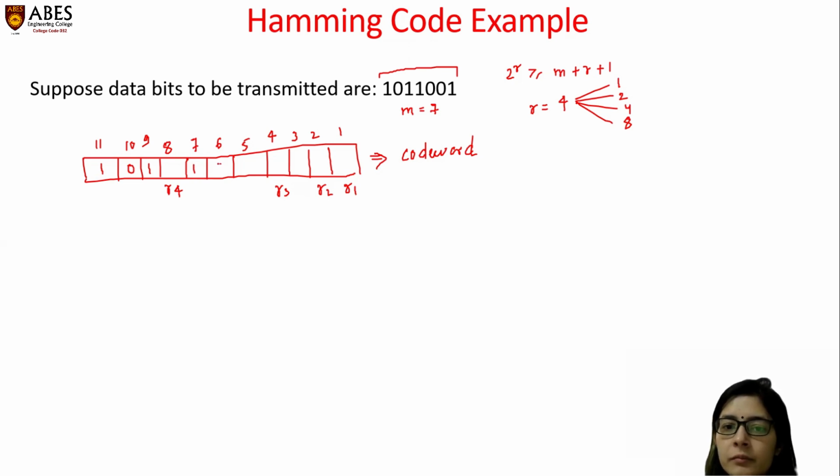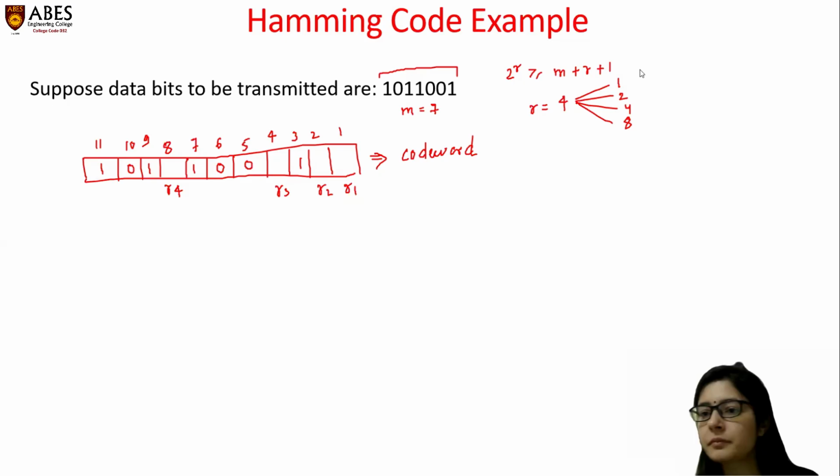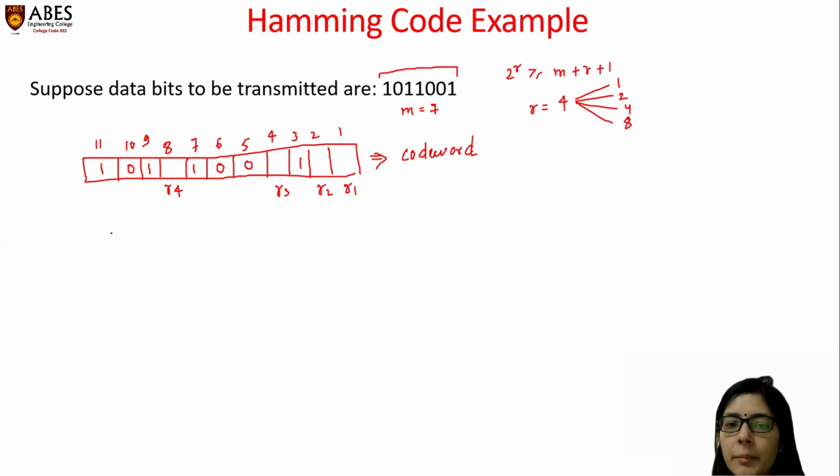1011. So till now we have placed the bits of the data at the particular locations, and we have identified the locations of the redundant bits as well. Now we will calculate the values for these redundant bits. Let us say first we will start with R1, redundant bit 1.